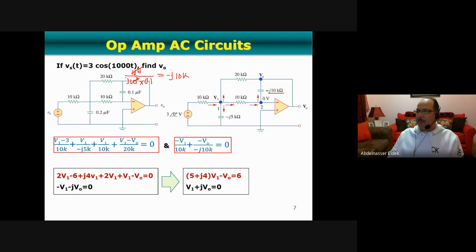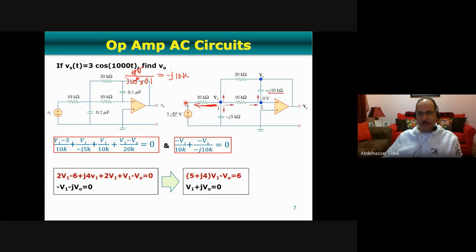So we assume that this is V1 and this one we call V out because it is already connected to V out. And we apply nodal analysis. Forget about these red currents here; we do it our way. This current plus this current plus this current, you have 4 currents here, equals 0. So the first current is what? It is V1 minus 3.